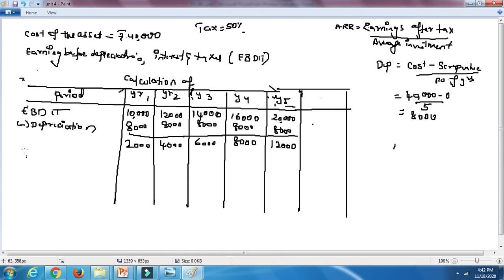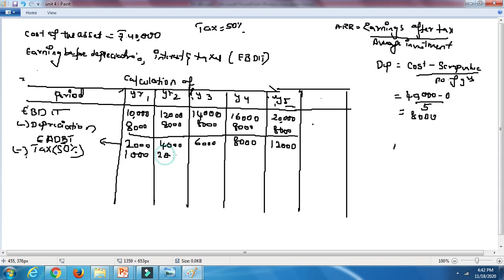You need to deduct tax also. Minus tax 50%. You are going to do 50% on these values that we got. This is nothing but earnings after depreciation and before tax. Earnings after depreciation and before tax it is. So now we are going to deduct the tax also. So tax 50% means 1,000.